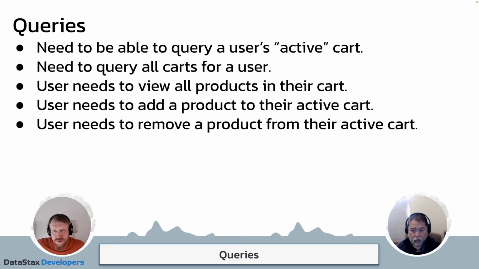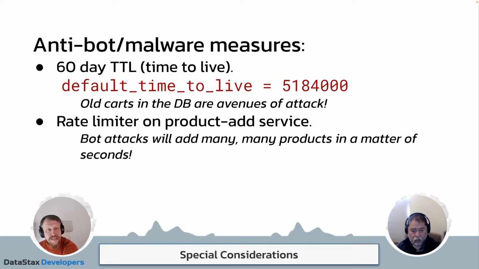The user needs to view products in their cart, obviously. The user needs to add a product to the currently active cart. And the user needs to remove a product from their active cart if he or she doesn't want to buy it anymore. Totally fine. So we need to understand the needs and what measures we might need to protect ourselves in the future.